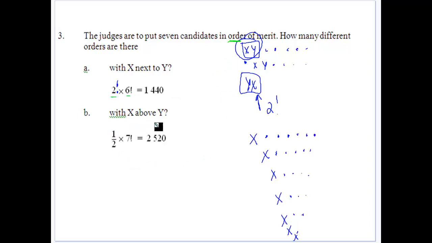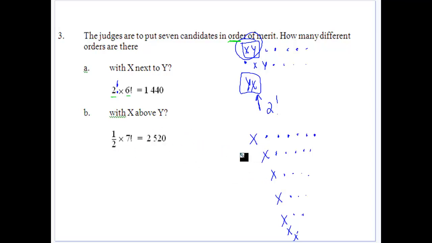So what about with x above y? As long as x is in the first spot, y could be any of the other spots. And if x is in the second spot, then y has to be in the other 5. If x is in the third spot, y would have to be in the 4. And all the way through to the second last spot, because x can't be in the last spot, because x has to be above y. As such, if we look at it that way and count them up, we get half of the 7 factorial.